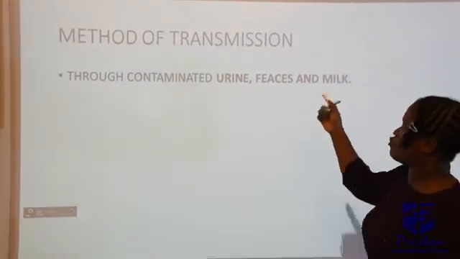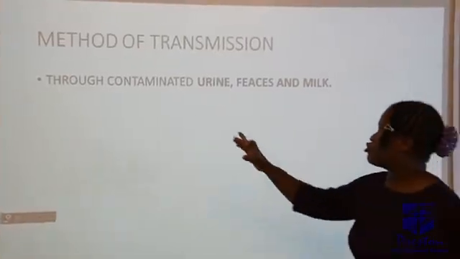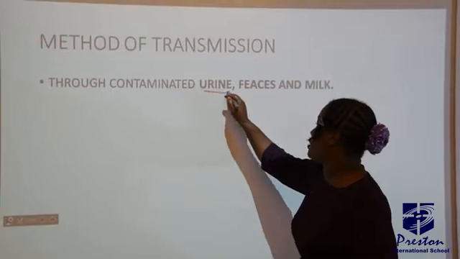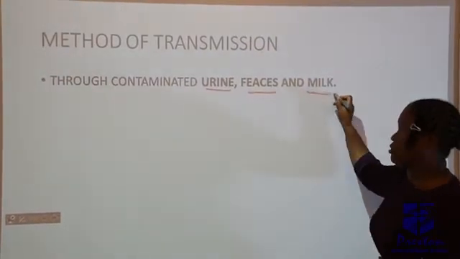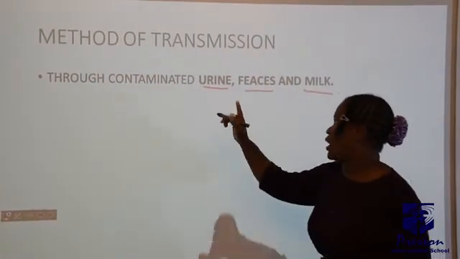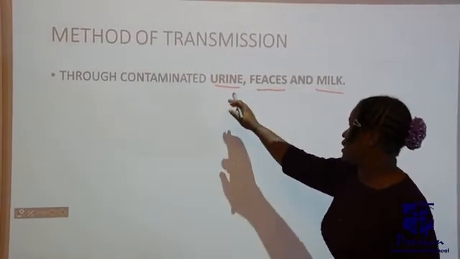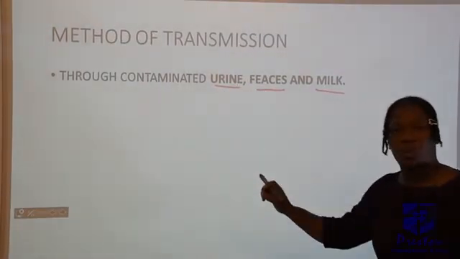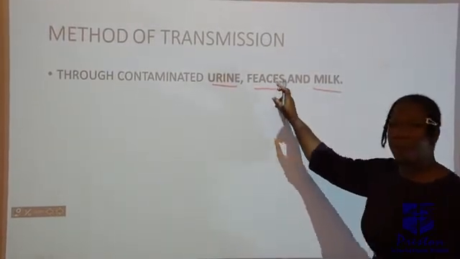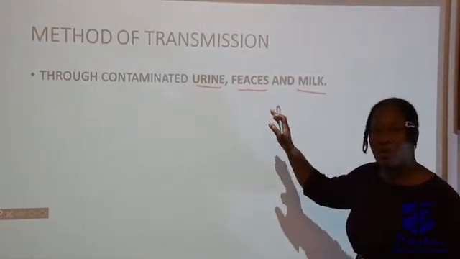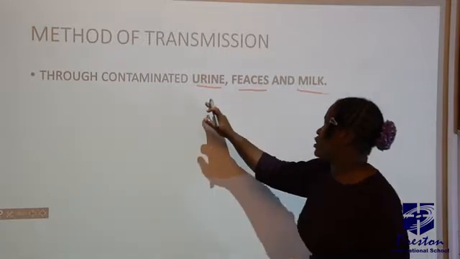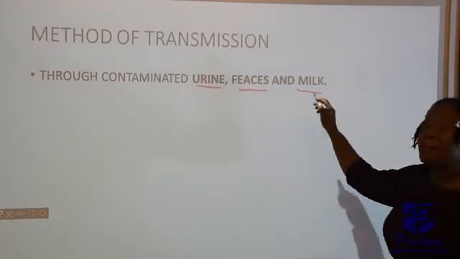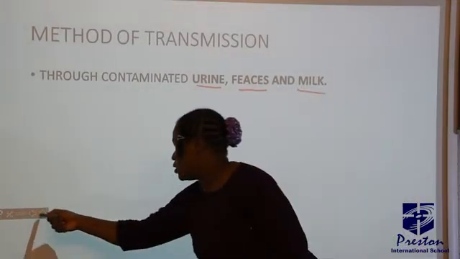Now, method of transmission: through contaminated urine, feces, and milk. The moment one of the animals is infected with the foot and mouth disease, the urine from that one will infect others, or the feces from that one will infect others. So, the method of transmission is through contaminated urine, feces, and milk.